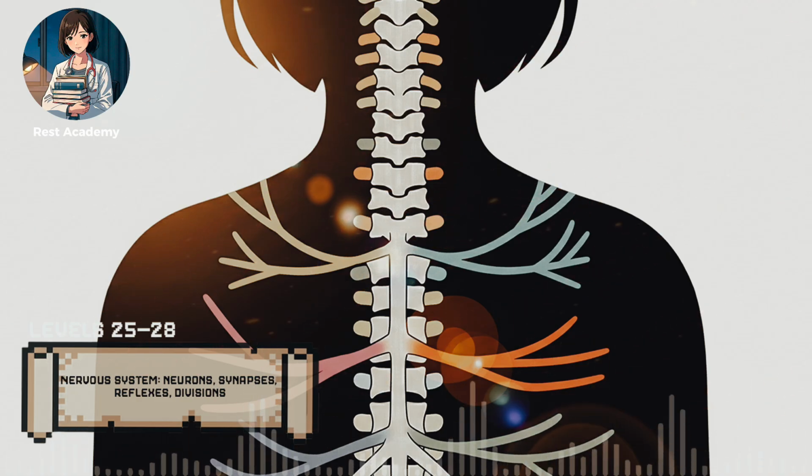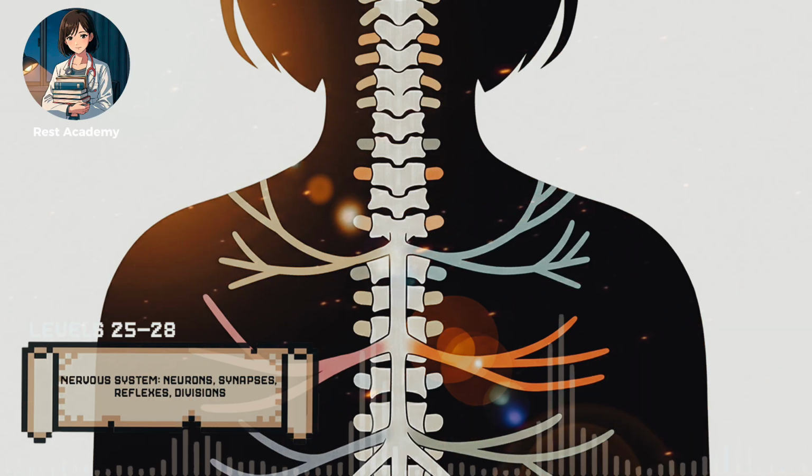The sympathetic system prepares the body for action. Its preganglionic neurons arise from thoracic and lumbar spinal segments, exit via ventral roots, and synapse in ganglia located near the vertebral column, sympathetic chain, or in prevertebral ganglia. Postganglionic fibers are long and reach target organs.